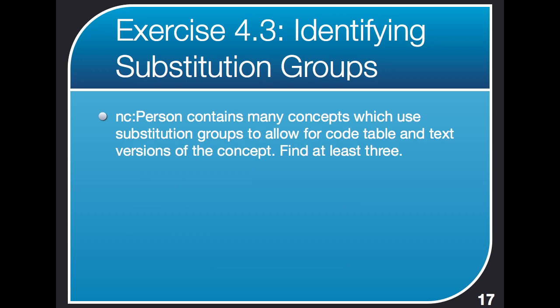Let's do another exercise. Now, instead of talking about times and dates, let's talk about things inside person. The person object has a load of concepts in it, all of which use substitution groups to allow for code table and textual versions of the concept at the same time. Find at least 3. There's more than 3, but just go find 3 using whatever search tool you want. 3 different instances where a person contains something that can be either a code or a text string.